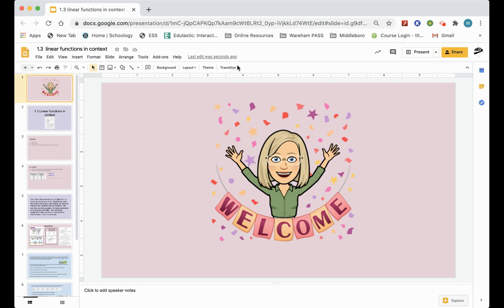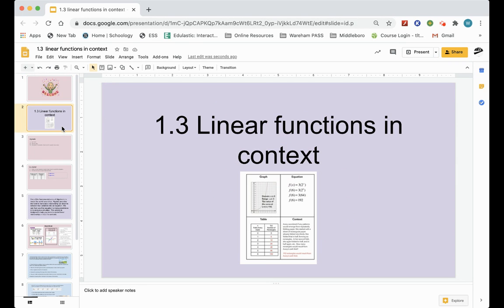Today we are going to look at linear functions in context. So you're really going to use what we looked at in the first two lessons of Algebra 2. So remember that linear functions can be represented in a graph and an equation, in words, and in a table.